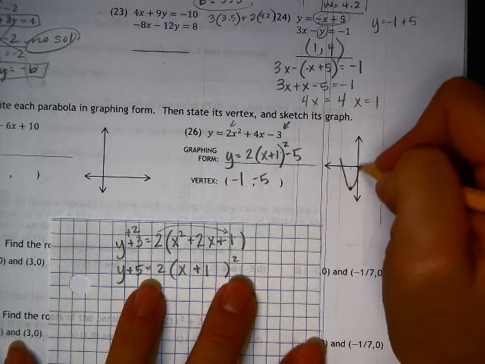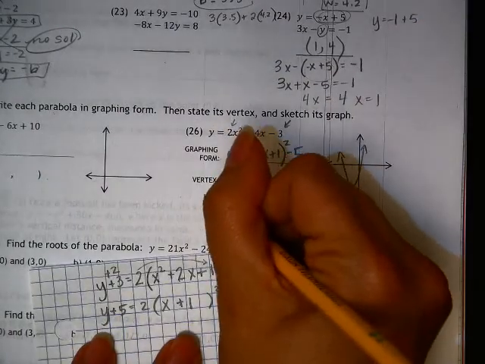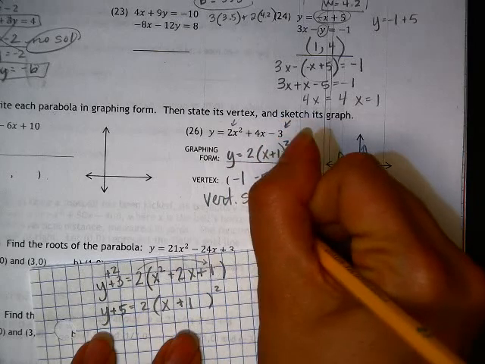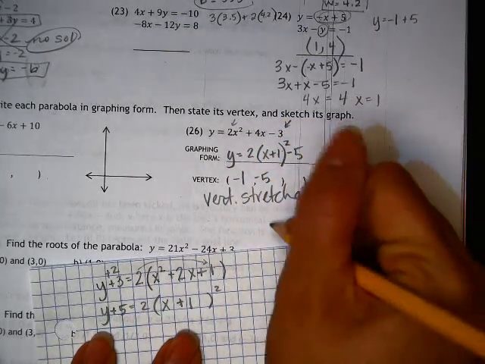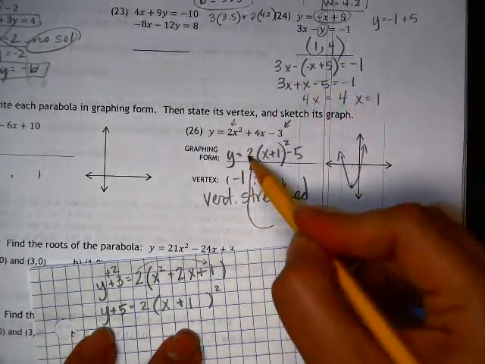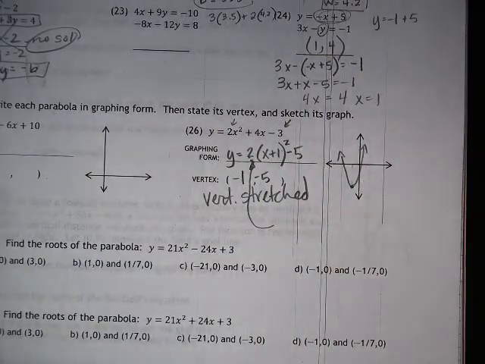It is going up, but it is also vertically stretched. How do I know that? Because that little fellow right there is greater than 1.